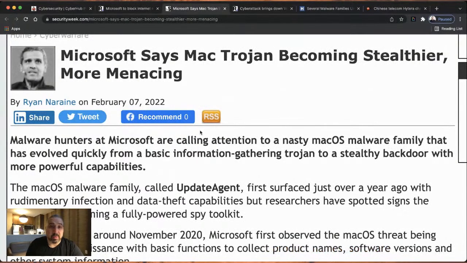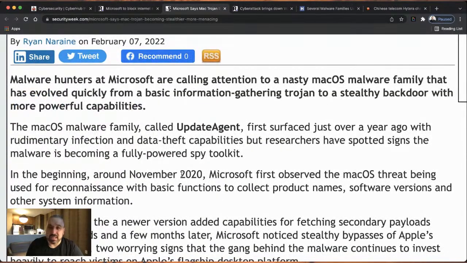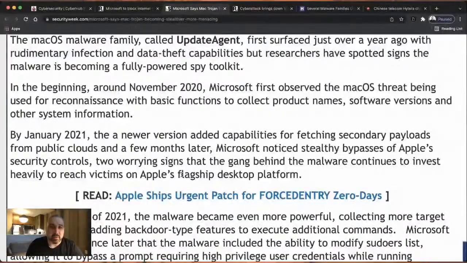We'll move on to our next story where Microsoft says that Mac Trojans have become stealthier and more menacing. The malware hunters at Microsoft are calling attention to a nasty macOS malware family that's evolved quickly from a basic information gathering Trojan to a stealthy backdoor. The macOS malware family is called Update Agent. It first surfaced about a year ago with rudimentary infection and data theft capabilities, but now the malware is becoming a fully powered spy toolkit. This started around November of 2020 when Microsoft first observed a macOS threat being used for reconnaissance with basic functions to collect product names, software versions, and other system information.